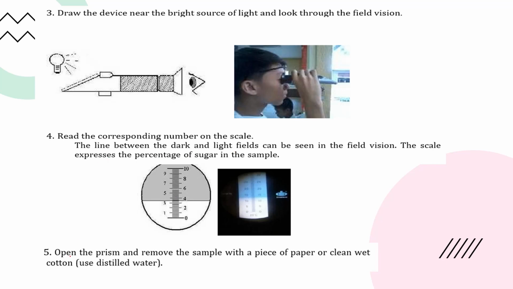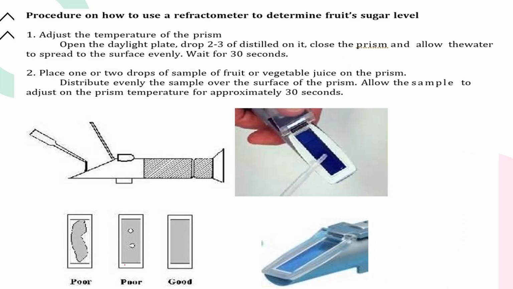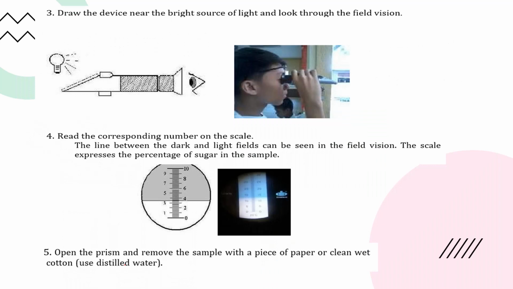And the fifth, open the prism and remove the sample with a piece of paper or clean wet cotton. Use distilled water. Binasa ko to ng mabilis dahil may papakita rin naman akong video sa inyo on how to use this refractometer. So, tingnan natin yung video.